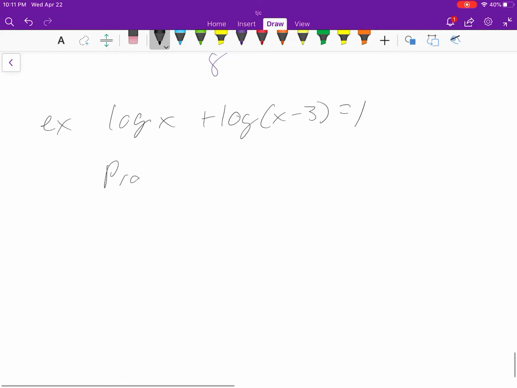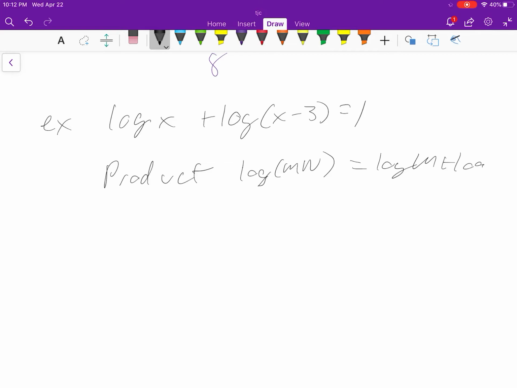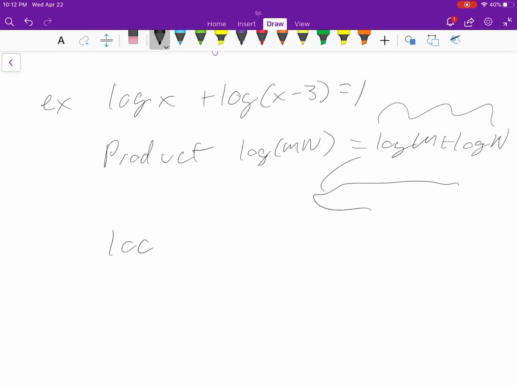So we're going to use the product rule, and we're going to use it backwards, right? The product rule states any log m times n translates as log m plus log n. So we are going to go this direction. We have this right here. We're going to go the other way. So we're going to take log x plus log x minus 3 and go backwards using the product rule, and we're going to rewrite this as log base 10 of x times x minus 3 equals 1.